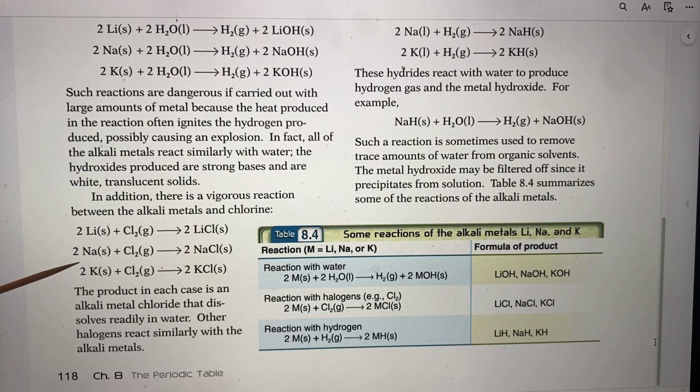These are pretty easy. So two sodiums and Cl2 give two sodium chloride. So on to potassium and chlorine, potassium chloride. See how they are? And if you balance these out, they just balance out.